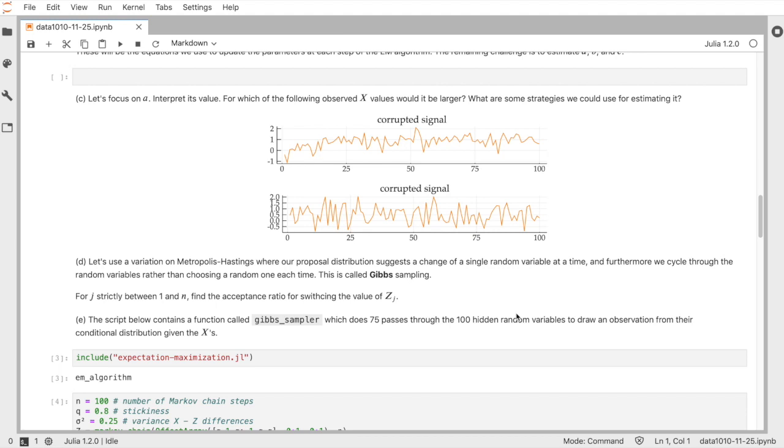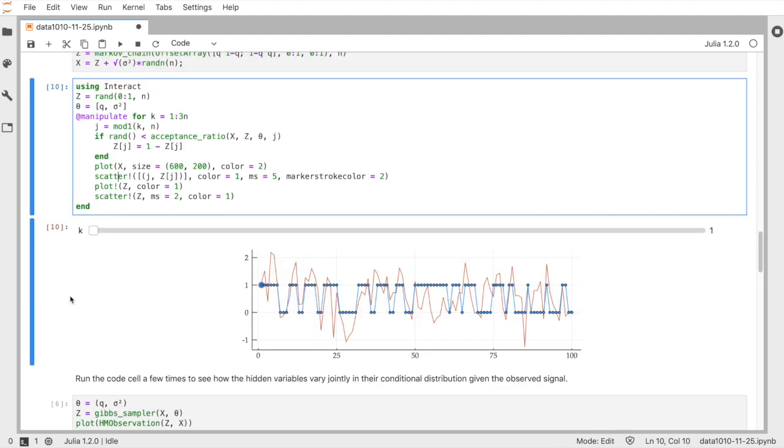So we make a proposal to flip the first bit, and then we make a proposal to flip the bit for j equals 2, and then j equals 3, and so on. And each time, if we accept the proposal, we actually make that jump. We alter that path for purposes of computing the acceptance ratio for the next random variable. So let's use this interactive to visualize how Gibbs sampling works.